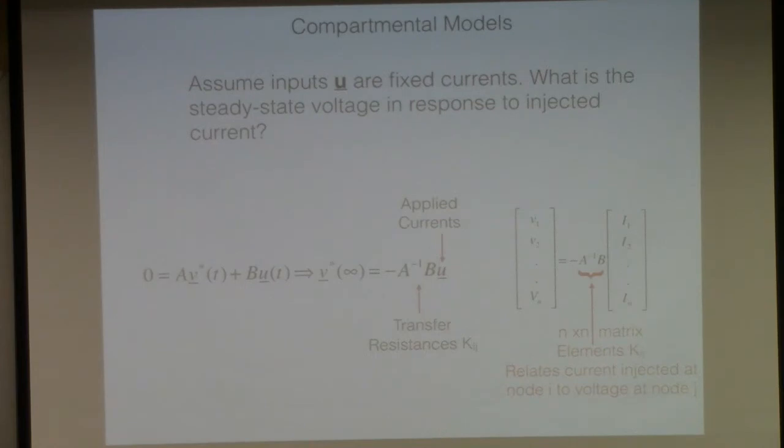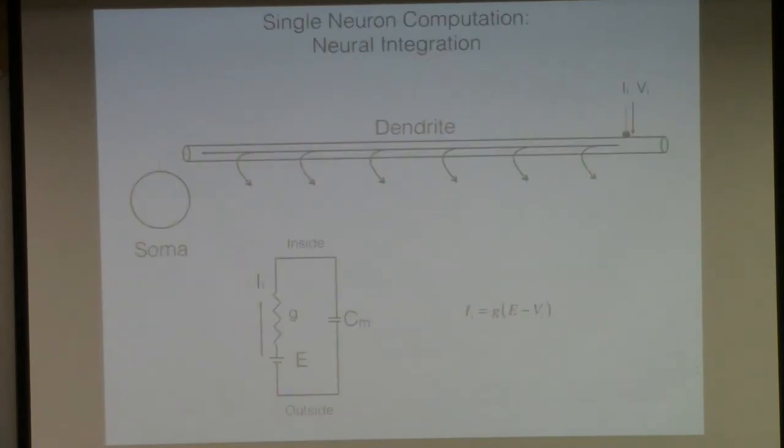This is where they come from. So you see how they come from the underlying system of differential equations defining a compartmental model. And we'll return to this concept of transfer resistances later on and use them. But this is how you get them when you're actually working on and solving a compartmental modeling problem.